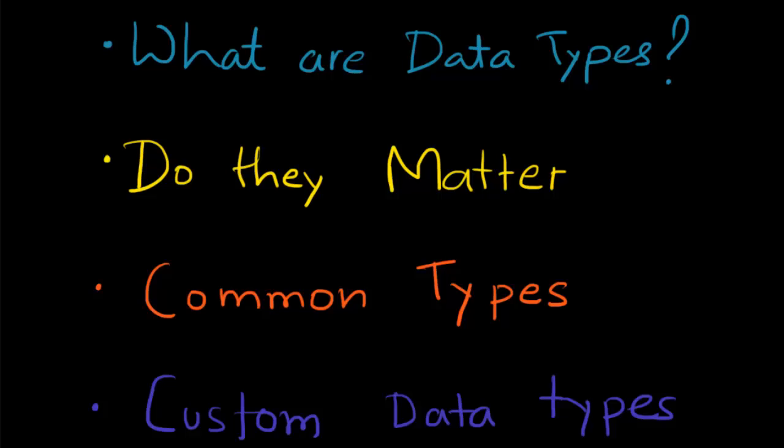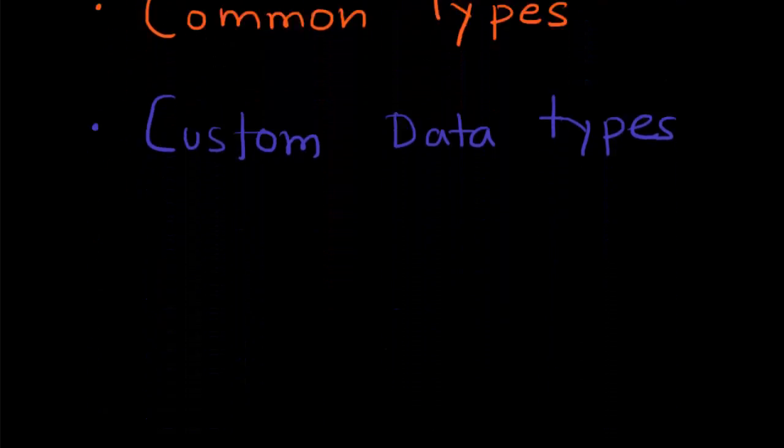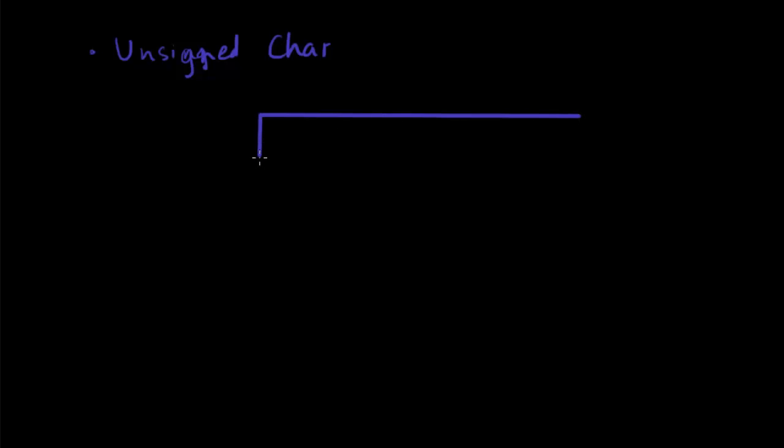Now, let us go ahead and see what are the common data types that you find. First, we have unsigned char. This is the first data type that you come across, and this is 8 bits. The size of this is 1 byte or 8 bits for AVR. When you define a variable of unsigned char type, you can store a value which is 8 bits in size.